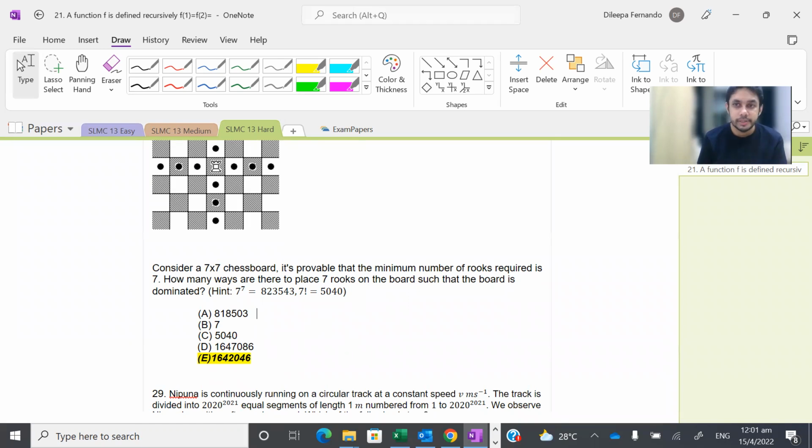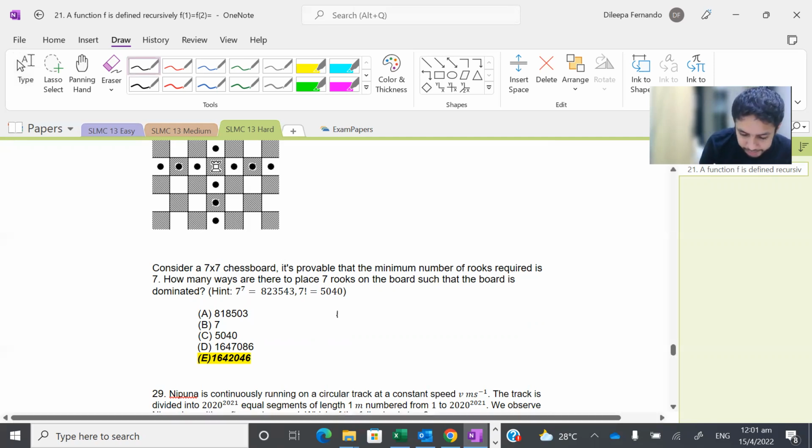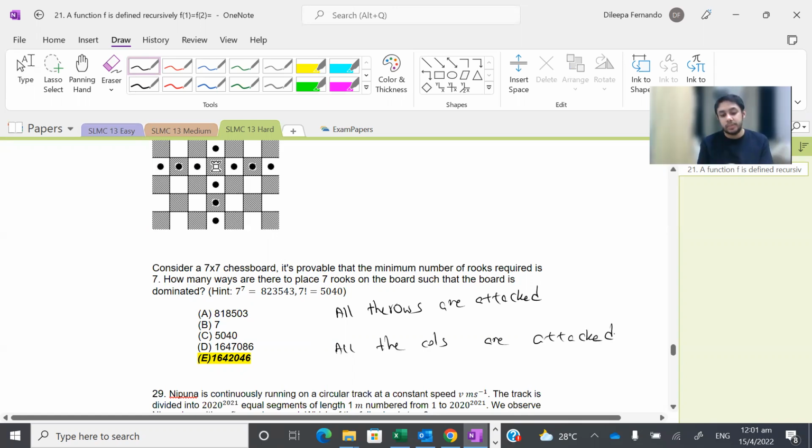So this thing uses the inclusion-exclusion principle. We need to find the number of ways. It is given that all the free cells on the board are attacked, so either all the rows are attacked, or all the columns are attacked. Okay, now let's first compute these two.